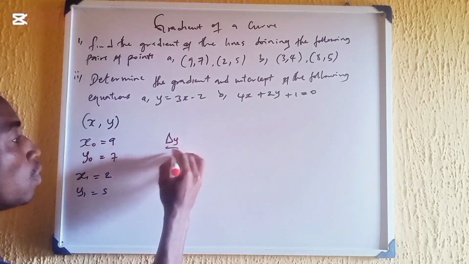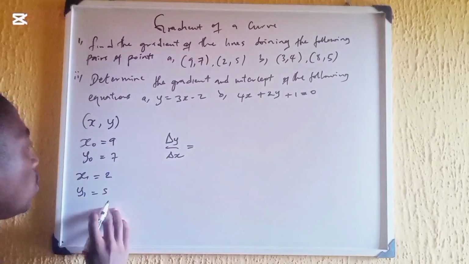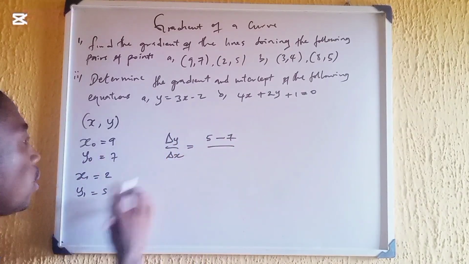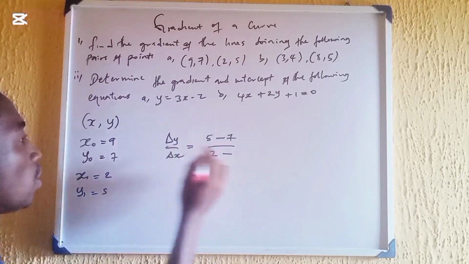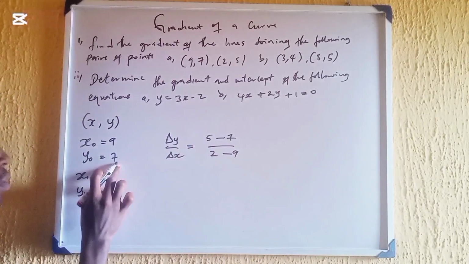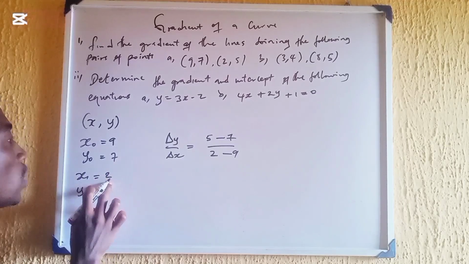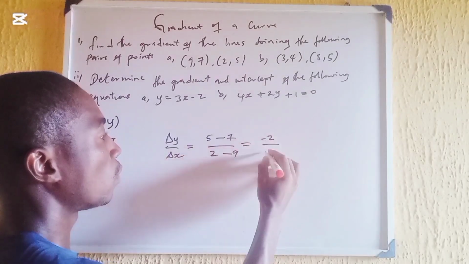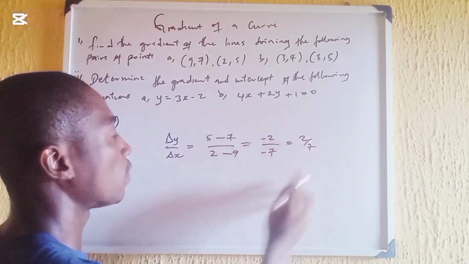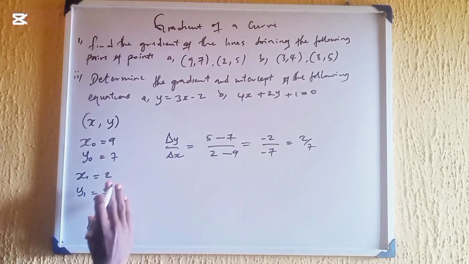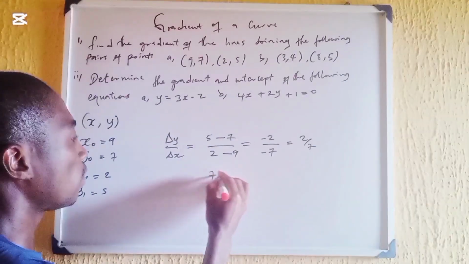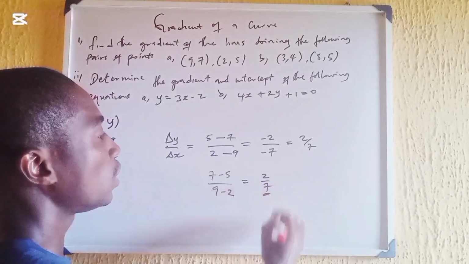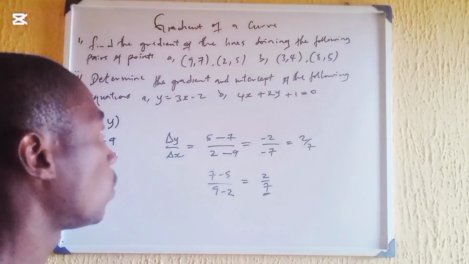So change in y over change in x is equal to 5 minus 7 over 2 minus 9. That is y1 minus y0 over x1 minus x0. So that gives us minus 2 over minus 7, which gives us 2 over 7. If we do it the other way, that means subtracting these values from this, we'll have 7 minus 5 over 9 minus 2, and that gives us 2 over 7. So either way gives you the slope of the graph.